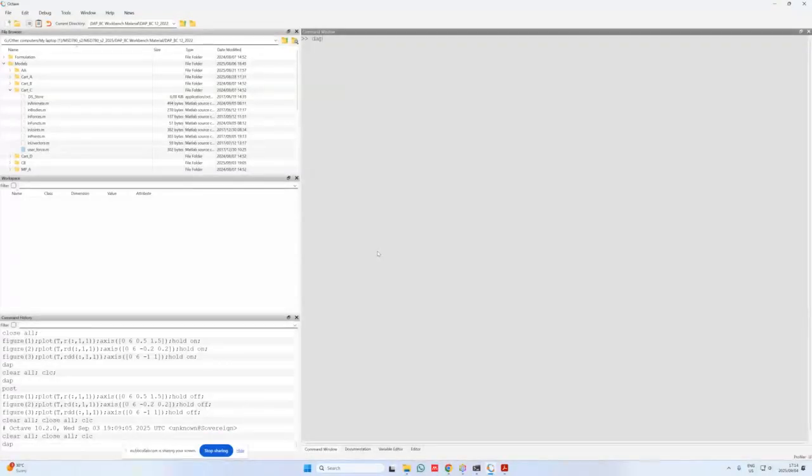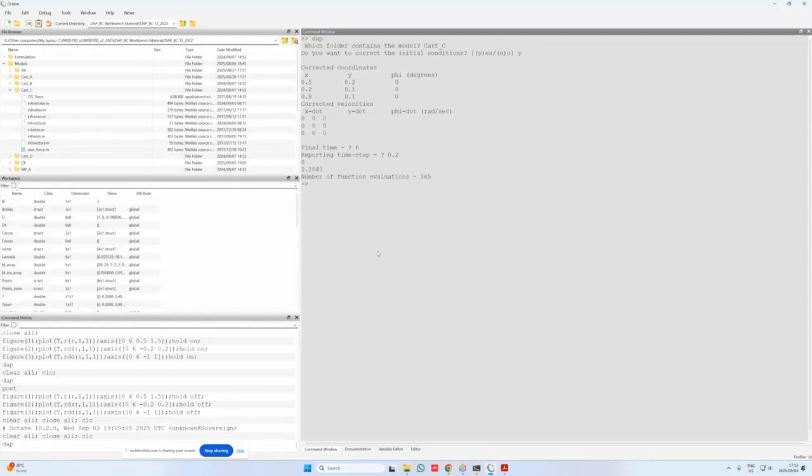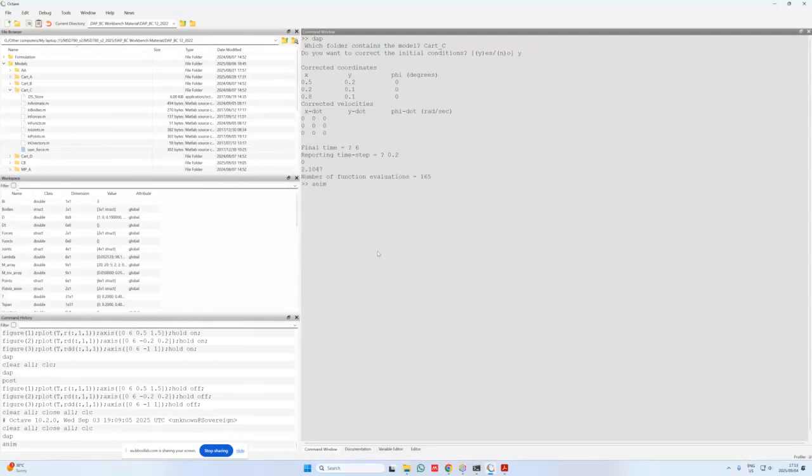So to do this, I just type in DAP. It asks which model I want to run, so it's going to be cart C in this case. I correct the initial conditions, and then I'm going to do this for a final time of 6 seconds. And let's perhaps use a reporting time step, and I'm going to make it coarse so that we can first look at the actual animation, and then we can run it for the results. I'm just going to use 0.2 seconds in this case, and then I can run anim.